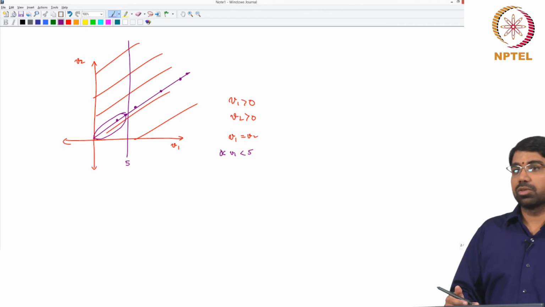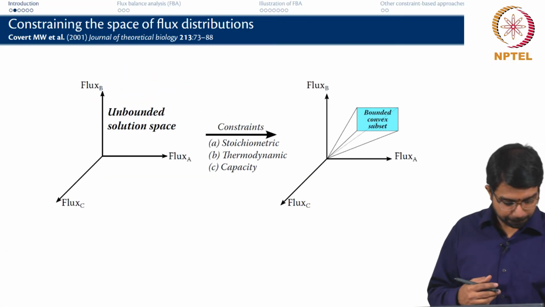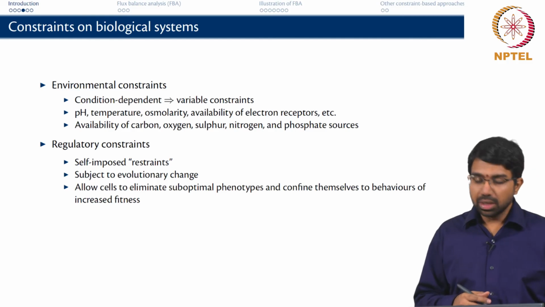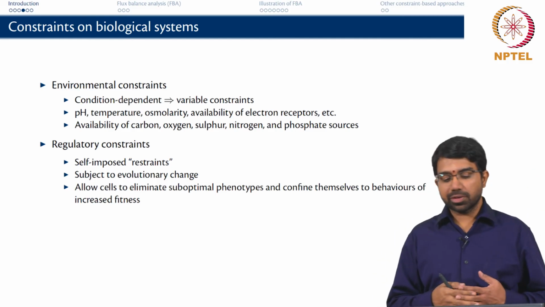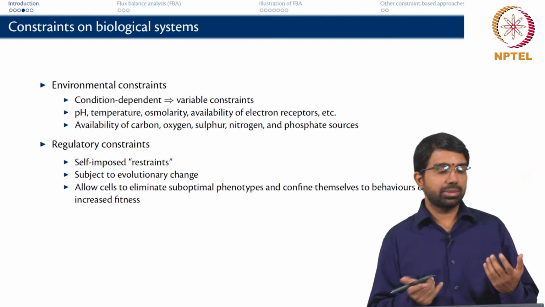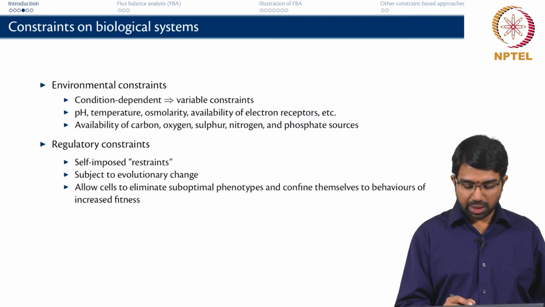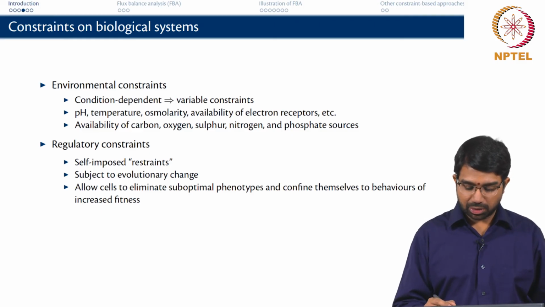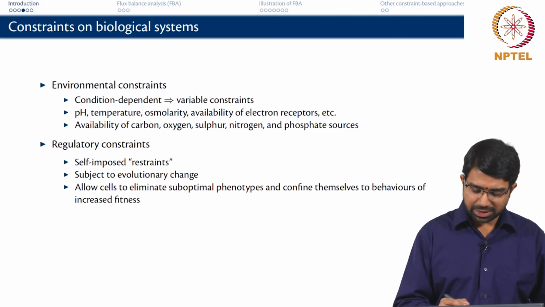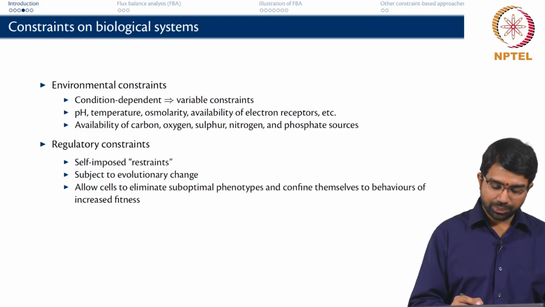What kind of constraints do we put? How do we impose these constraints? Let us look at it. Right. So, you can think of different types of constraints. Some classic examples would be environmental constraints. I think that is something everybody thinks about first up. What are the nutrients available? What is the availability of my carbon, oxygen, sulfur, nitrogen and phosphate sources? Of course, pH, temperature, osmolarity and availability of NADH, NADPH and so on.